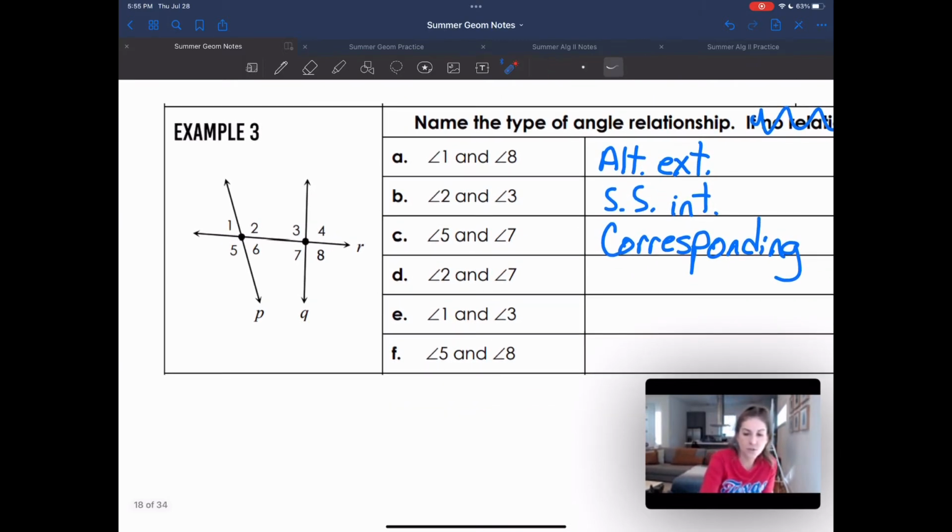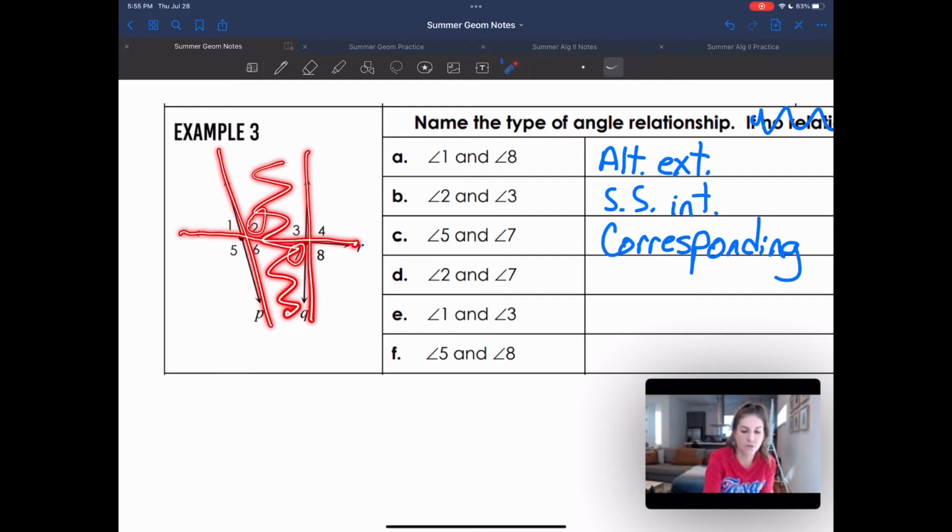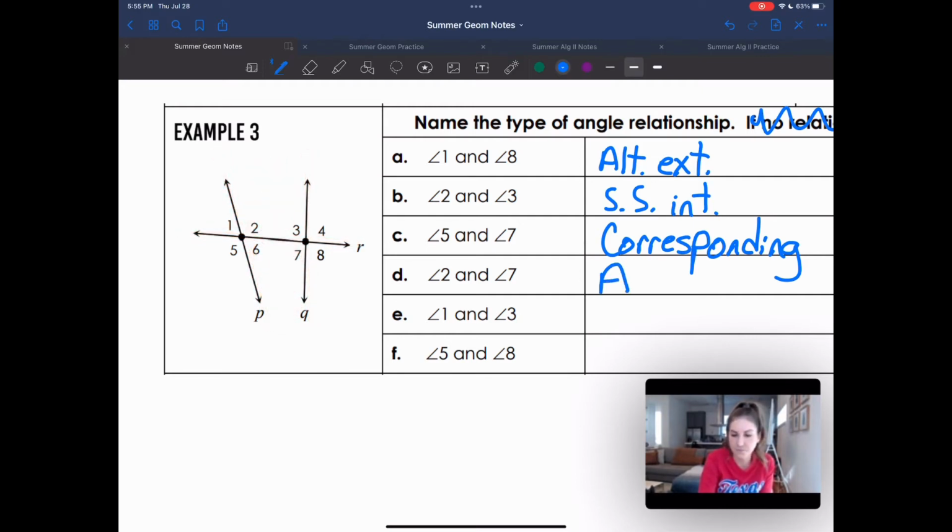Okay, angles 2 and 7. Let's check them out. Here's 2, here's 7, here's our transversal. They're definitely on alternate sides of it, and they are in between the two lines. So alternate interior. Alternate interior.